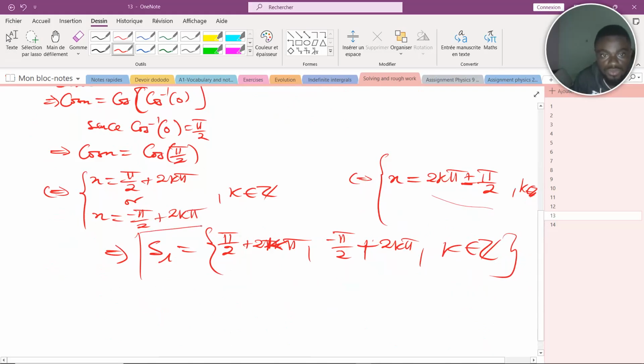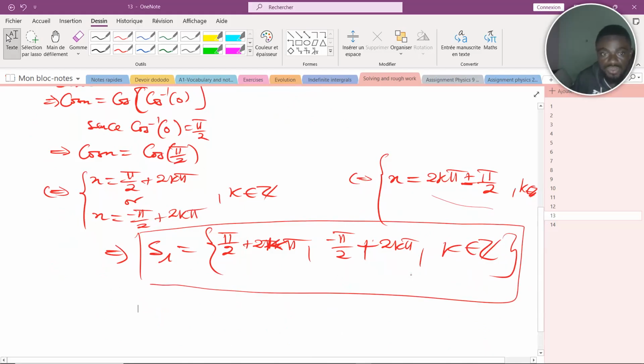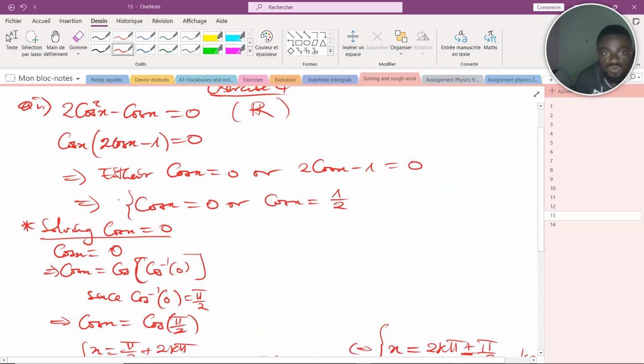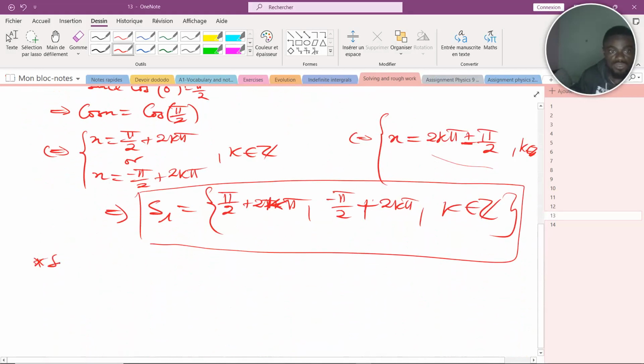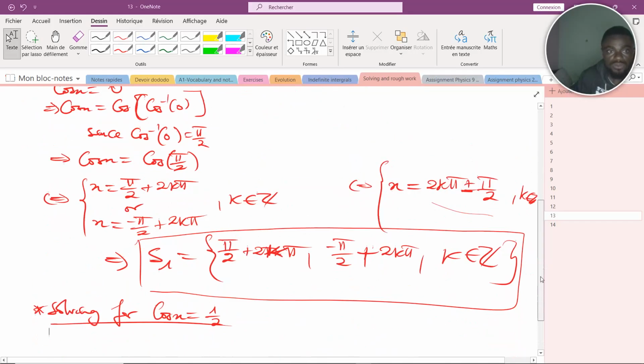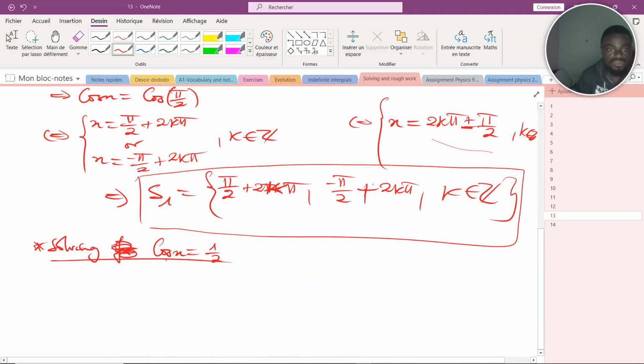Let me write it well. This is the first general solution, because we have to solve this or this. So we have to find the general solution of this, union the general solution of this. Is that okay? Now we are solving for cos x being equal to a half. Is that okay? Solving cos x. Okay.